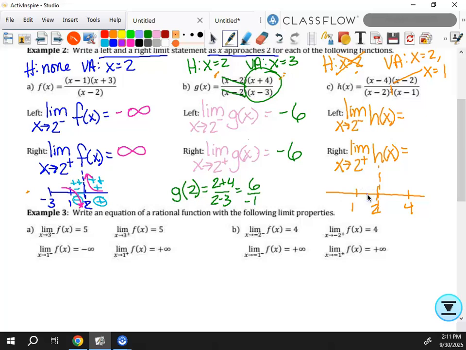So 1.5 minus 4 is negative. 1.5 minus 2 is a negative. Minus 1 is positive. So that's positive overall. Between 2 and 4, I can pick 3, so that would be negative, positive, positive. That's negative overall. Right? And so this side's going to infinity. This side's going to negative infinity. So as I approach from the left, infinity. As I approach from the right, negative infinity.